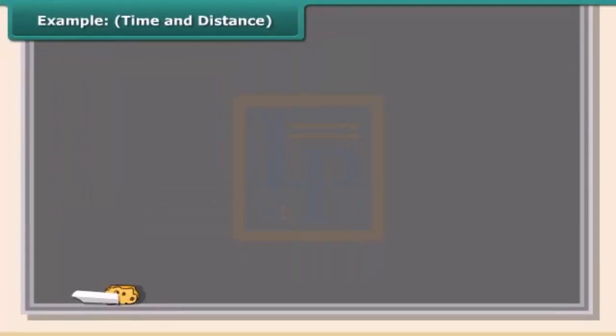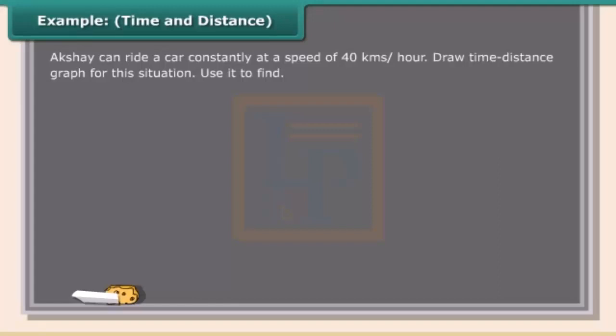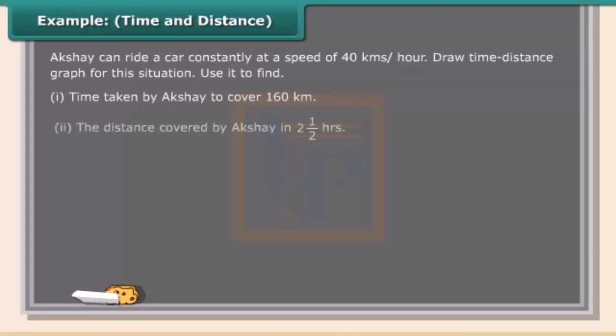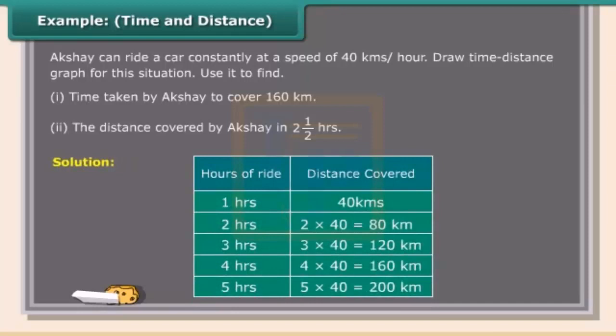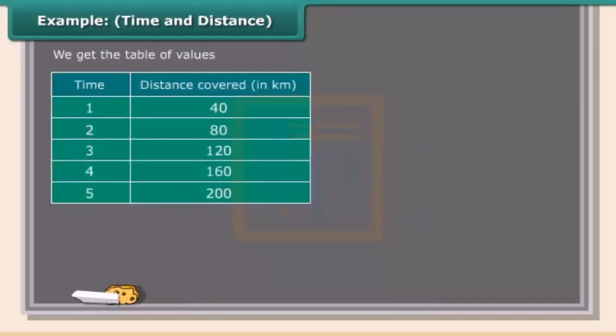Example: time and distance. Akshay can ride a car constantly at a speed of 40 km per hour. Draw a time-distance graph for this situation. Use it to find 1. The time taken by Akshay to cover 160 km. 2. The distance covered by Akshay in 2.5 hours. We get the table of values.